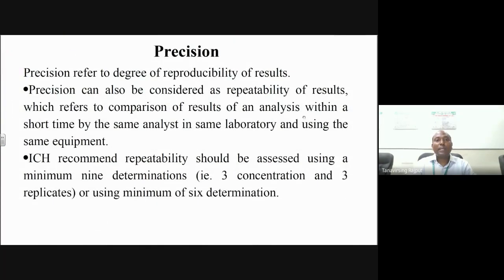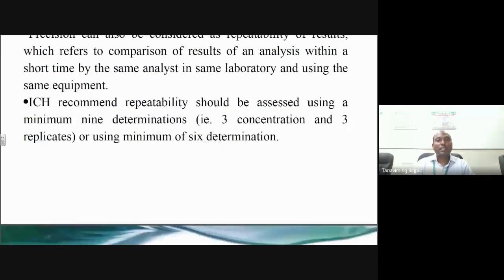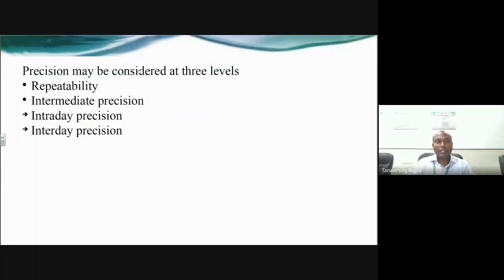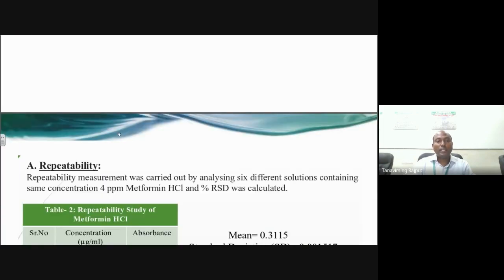Then the next one is the precision study. Now precision study means over here we study the repeatability of the result or the reproducibility of the result. For that purpose, precision study is divided into 3 major types. First one is the repeatability study, the second one is the intraday precision, and the third one is the inter-day precision. Okay, first we have to see the repeatability study.